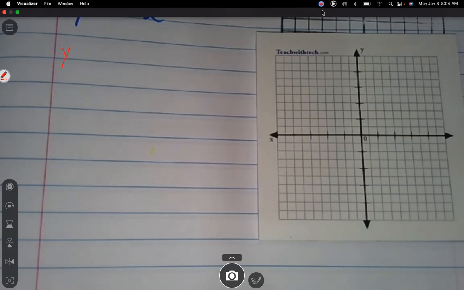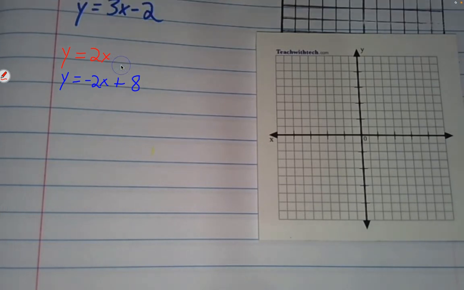Y equals 2x, that's my first equation, and y equals -2x plus 8 is my second equation. So on this one, what's my starting point? What did they add to it? Nothing. What do we call that number? 0. And that's a direct variation, y'all probably don't remember that, but it doesn't move up or down any, it just starts right here at the origin.